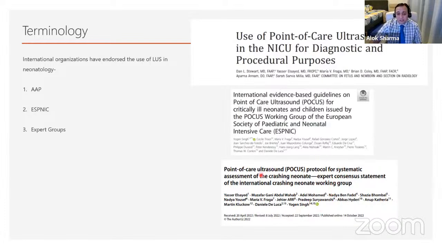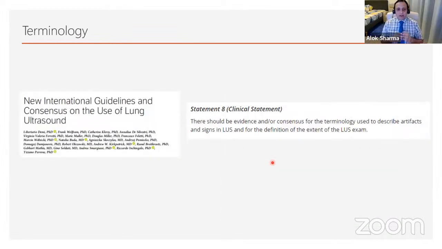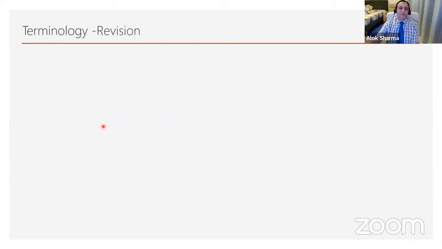And in particular, in situations where you have a crashing neonate, what is very important is that you are giving descriptions that fit a standardized terminology, because this is quite a critical situation. So again, what I'd say is you have to develop a consensus about what terminology you use to describe artifacts and signs in lung ultrasound in your unit. And there are standard international guidelines, which I will be sending to you this week.